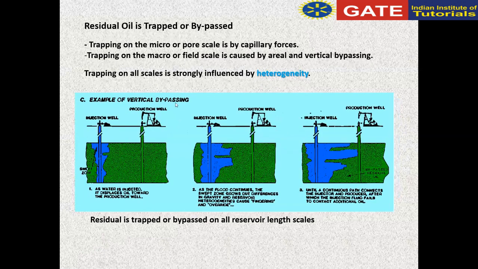And this is the example of vertical bypassing. Here you inject your injection fluid into your injection well. As water is injected, it displaces the oil towards the production well. As the flood continues, the swept zone grows, but differences in gravity and reservoir heterogeneity cause fingering and override. Once your water reaches your production well, only water will be produced in that case.